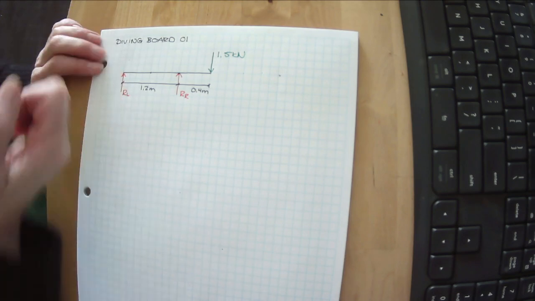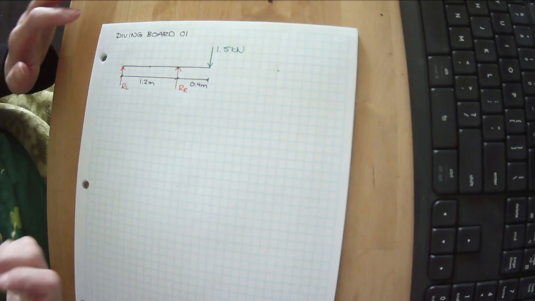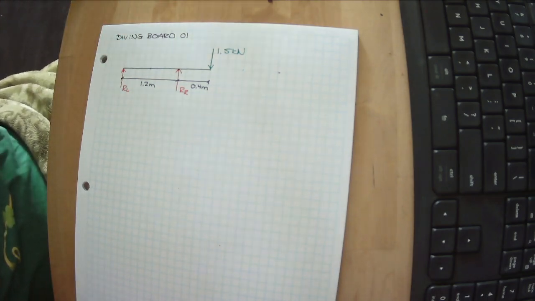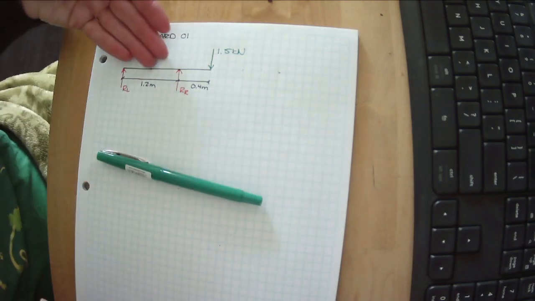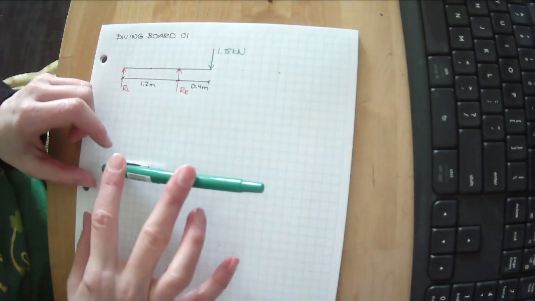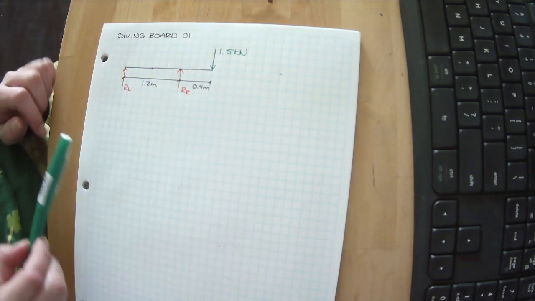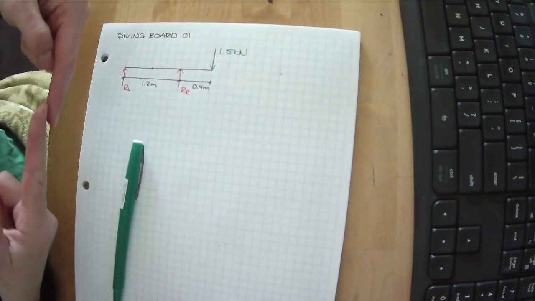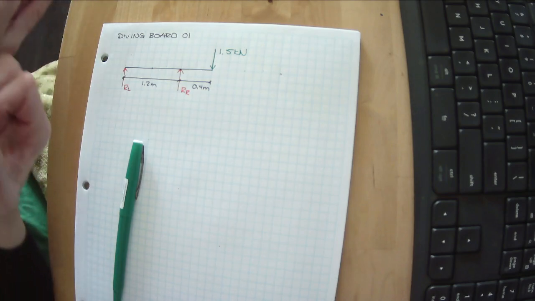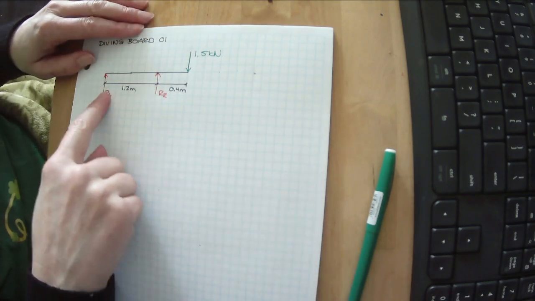I know that this really needs to be a reaction pointing down, but I just know that because I happen to intuitively understand how this one works. When you jump on a diving board, this end tries to kick up. So instead of supporting something going down by pushing up, it's trying to lift up, and we need to pull it down. But let's start with the same process.